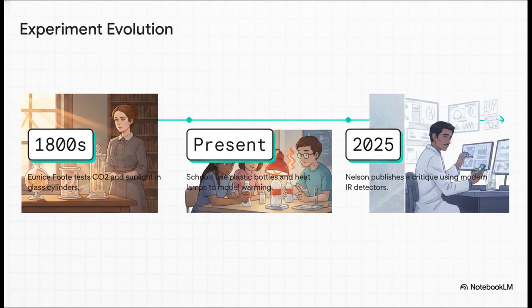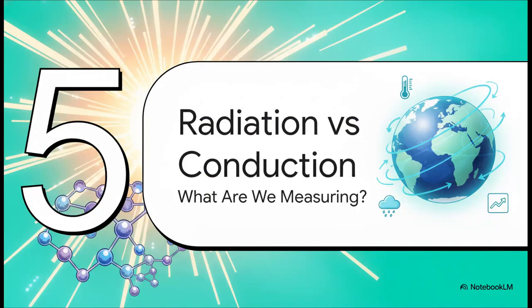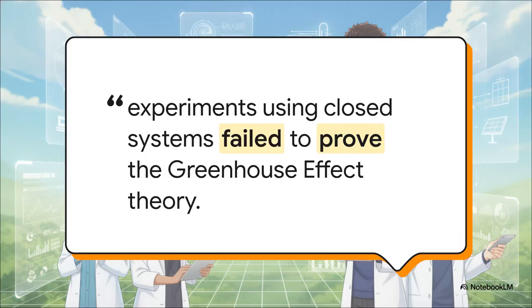But now, Nelson's 2025 publication challenges this 150-year-old methodology using modern infrared detectors. He argues that Foote and educators today completely overlooked a critical physical barrier in their testing. Section 5. Radiation versus conduction. What are we measuring? Let's break down the exact scientific distinction Nelson makes.